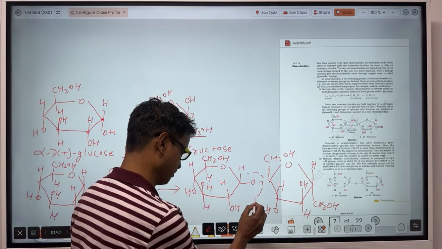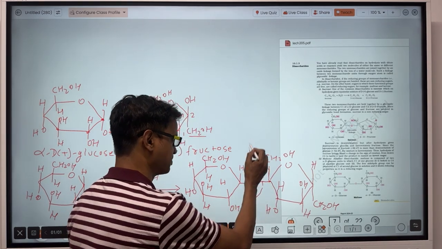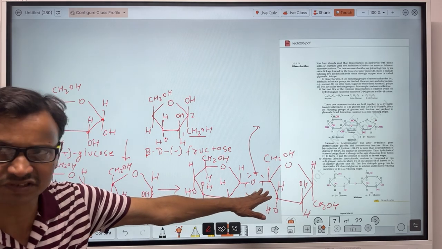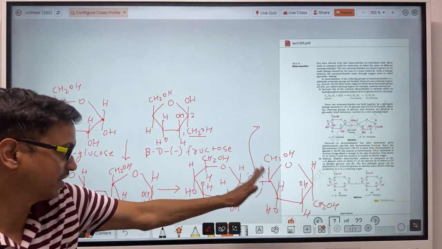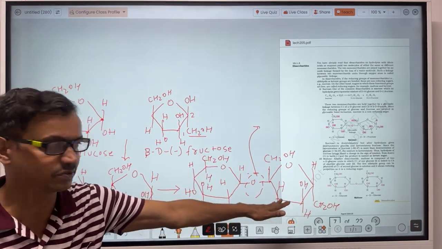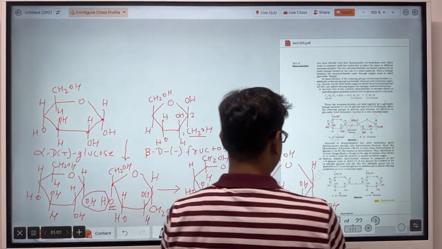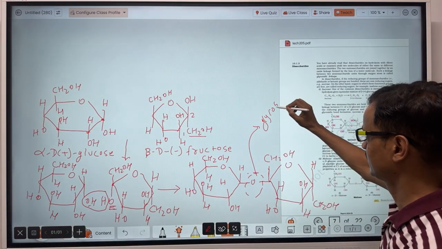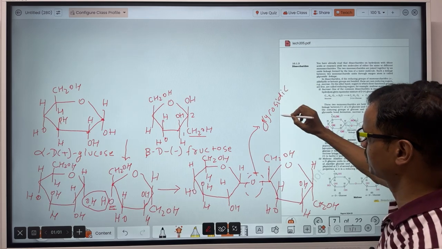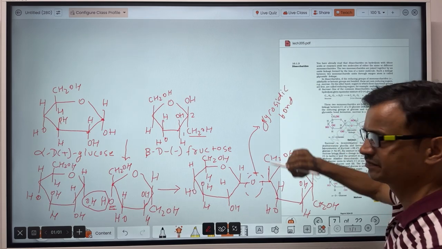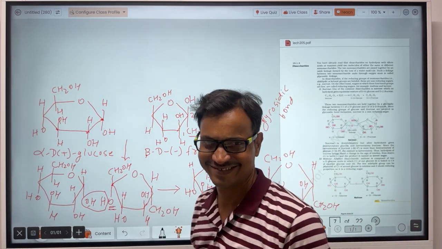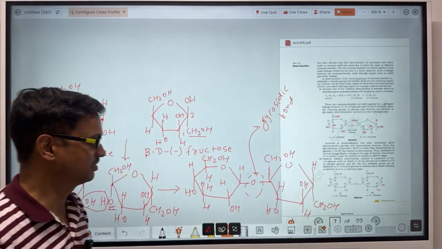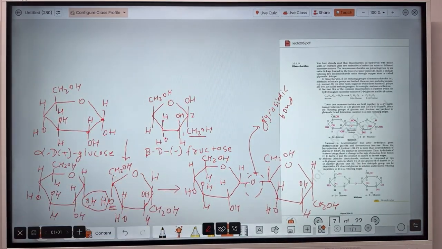This bonding is called glycosidic bonding. This is the bonding of this oxygen. This oxygen is bonding this glucose molecule and this fructose molecule. So this is called glycosidic bonding. This is the glycosidic bond. Okay guys, clear? That was about sucrose.